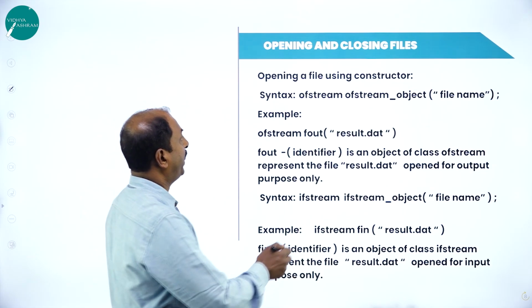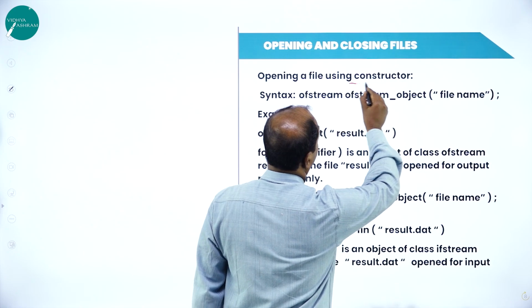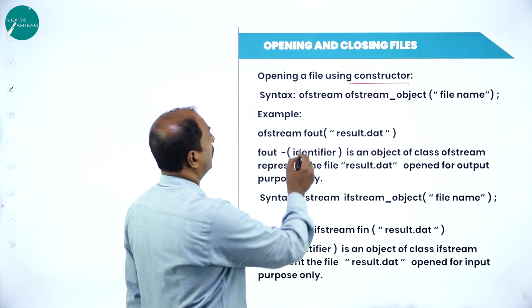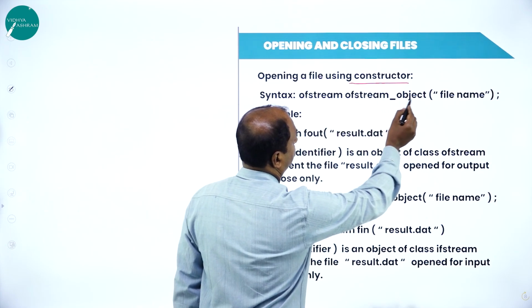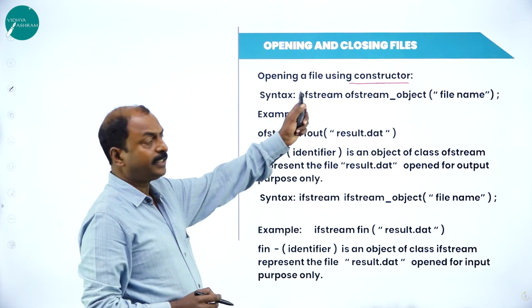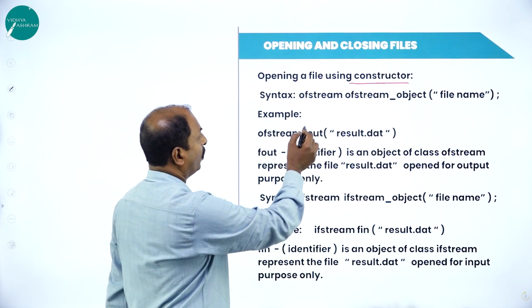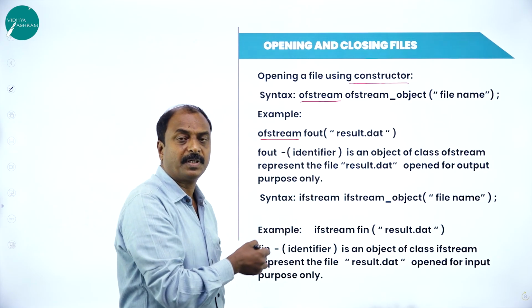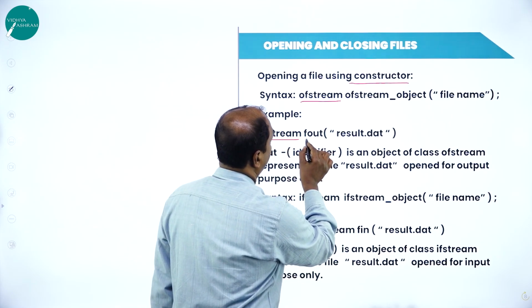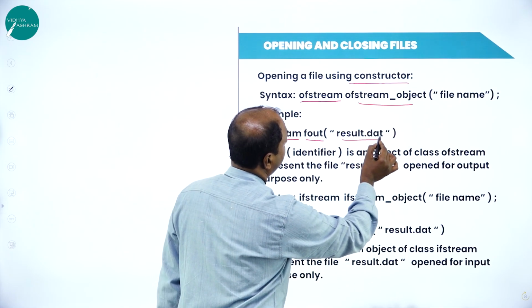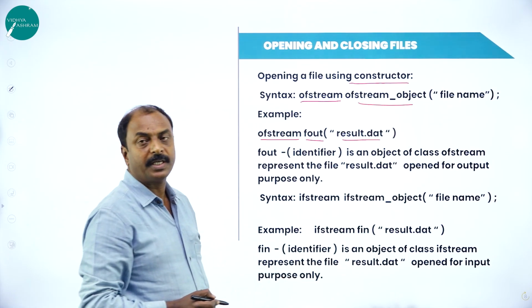While opening a file, one method is using a constructor. The syntax is the ofstream object, then in brackets the file name. Here is an example: ofstream is the class you saw in the previous slide, and this is fout, the ofstream object, and this is the file name, result.dat.